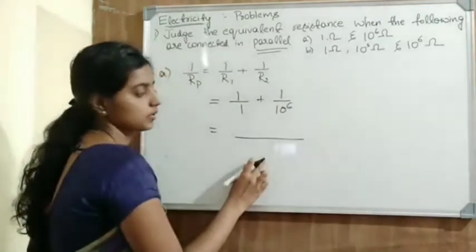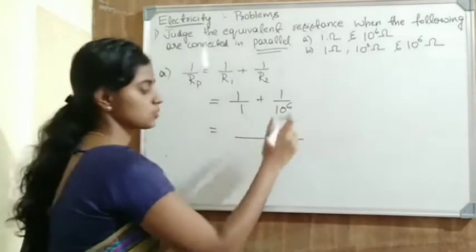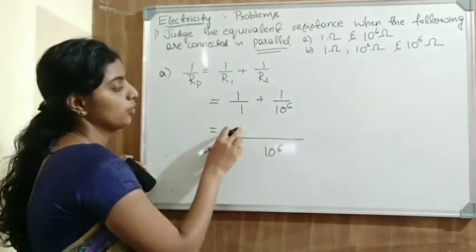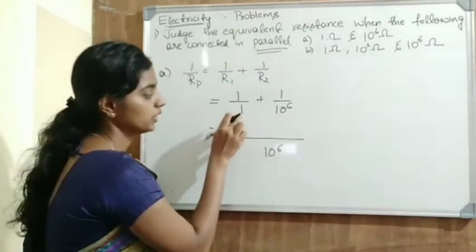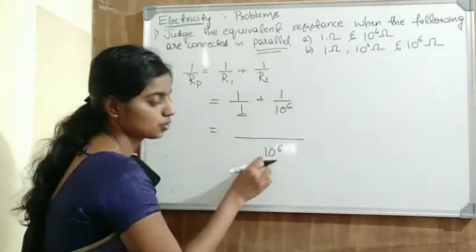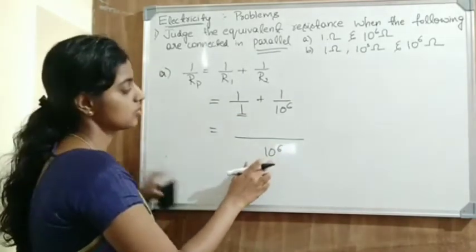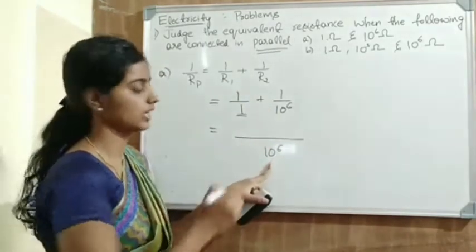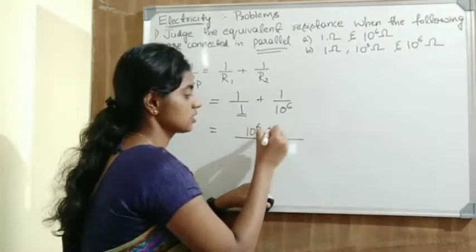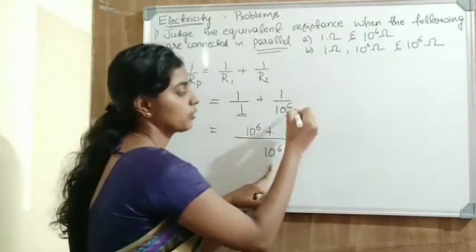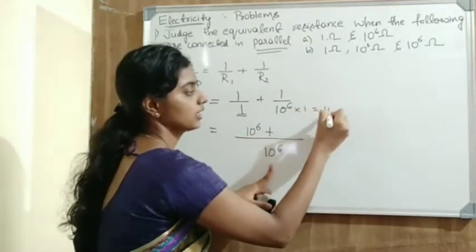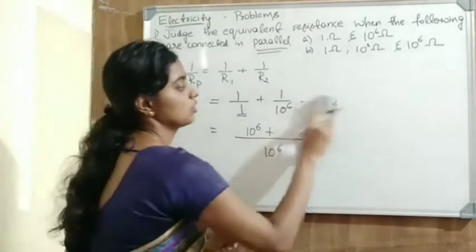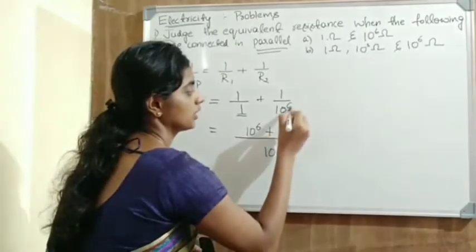Now take the LCM for 1 and 10 to the power 6, we will get 10 to the power 6. And what about the numerator? We need to multiply a number with this number and our answer should be 10 to the power 6. So if we multiply 10 to the power 6 into 1, we will get 10 to the power 6, right? And 1 into 1 gives 1. So this is our numerator here.